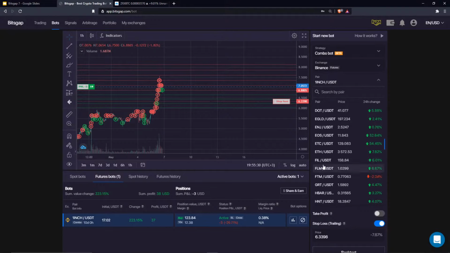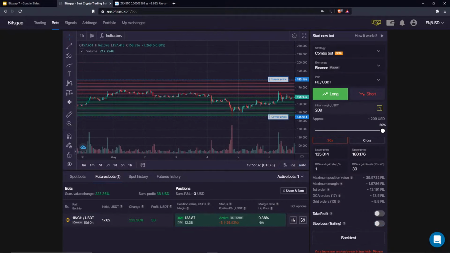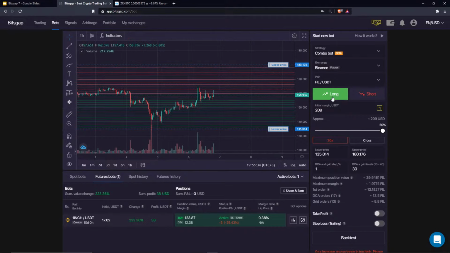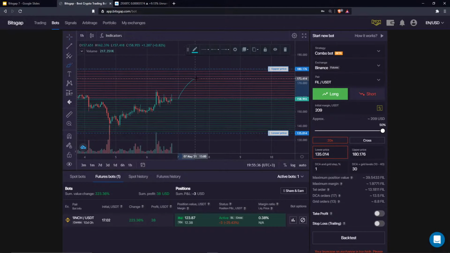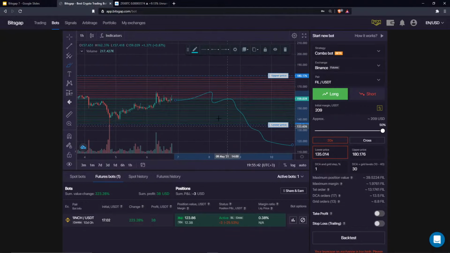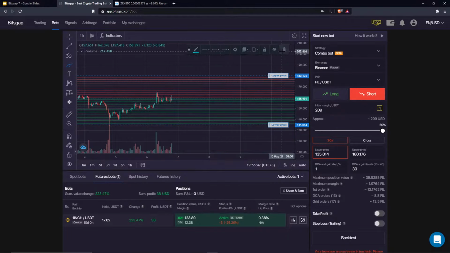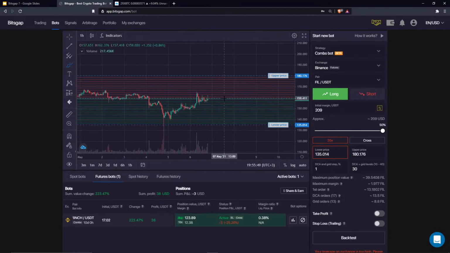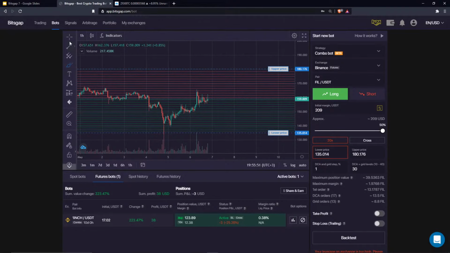For example, let's see what we have for fuel and USDT. Let's say we want to trade long. I think the price will move like this, that's why I stick with long. If I saw the price moving like this below, then a short strategy would bring me returns on this downfall. But as of now, theoretically, I anticipate the price to move like this, so I stick with the long strategy.